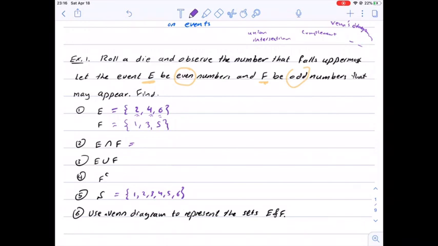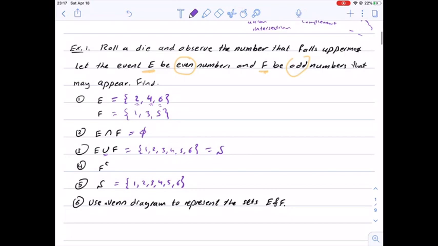Now, in part 2, we are interested in finding the intersection of the two events E and F. The intersection is phi. We don't have any elements in common. The union of the two events is everything in F added to everything in E. So 1, 2, 3, 4, 5, 6, and that actually represents or is equivalent to the set S.